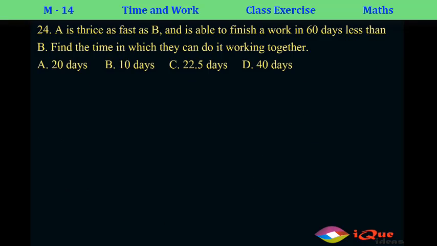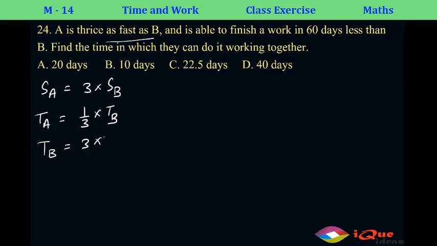Now this question says A is thrice as fast as B. What does it mean? It means speed of A is 3 times speed of B. Now this means time of A will be 1/3 of time of B. We can also write it as time of B is equal to 3 times the time of A. And then it says A is able to finish a work 60 days less than B. That means time of A is equal to time of B minus 60.